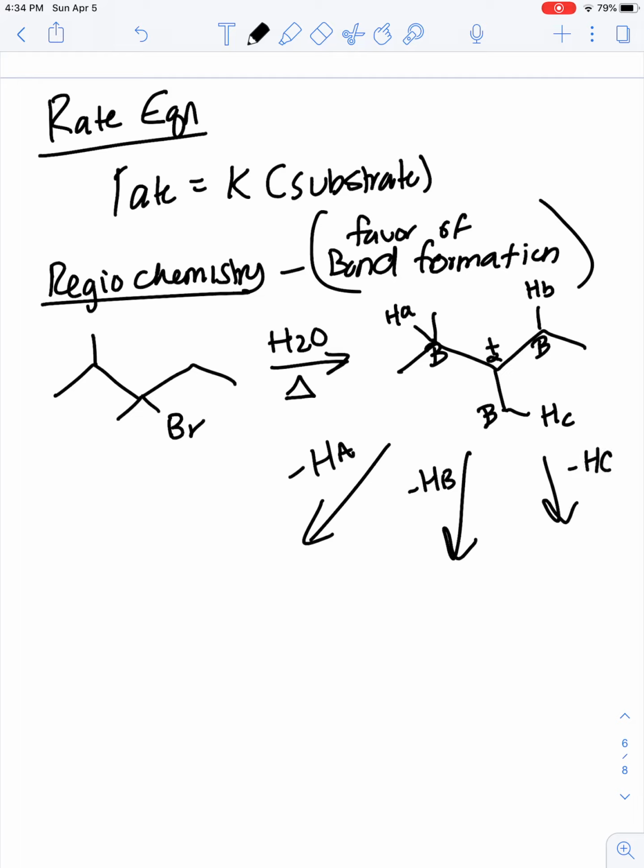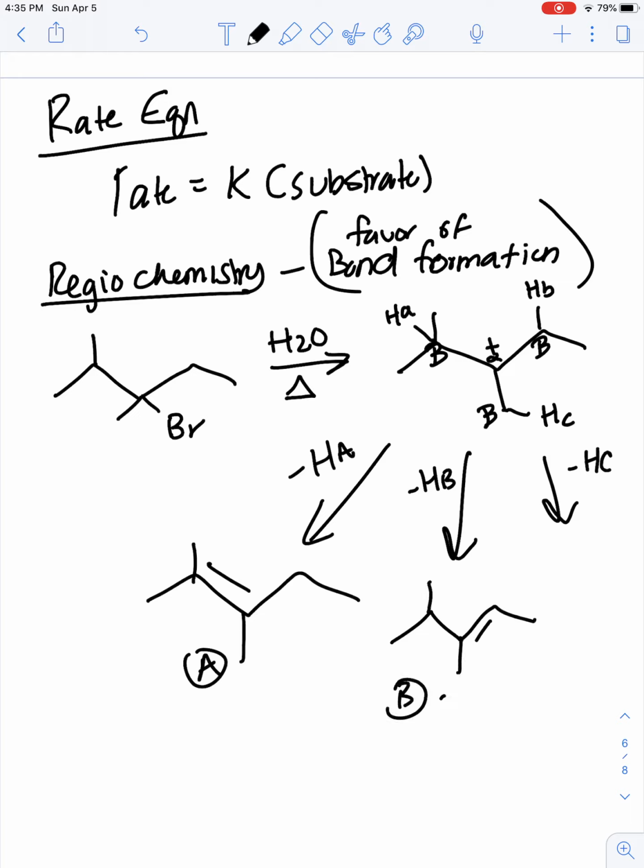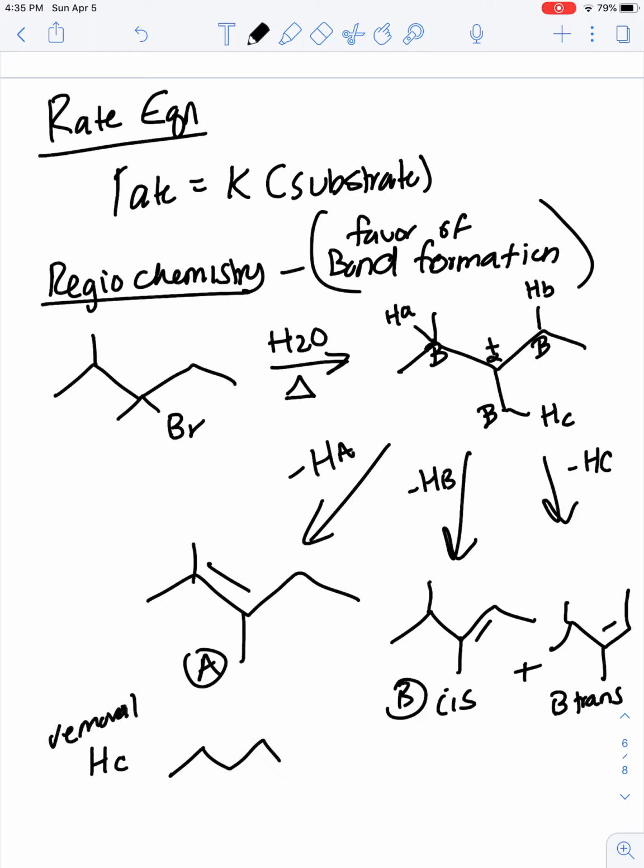When we remove HA, what happens is we have the formation of this product here. We'll call this A. When we remove HB from the system, we're going to have the formation of this product here, so this is going to be cis to each other. We would also have the formation of the trans product, so again, this would be B trans. And then if we remove HC, this would be the removal of HC, we're going to be left with this product here.